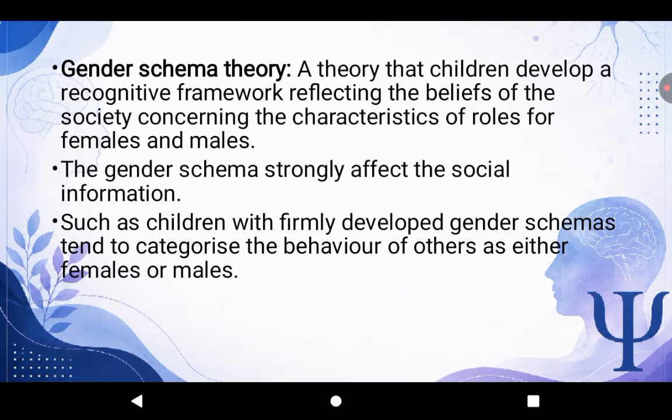So the gender scheme can affect a certain child socially. Okay, so it can affect the social information of that particular child. An example is a child with firmly developed gender schemes tends to recognize the behavior of others as either male or female. So just through the behavior of how their peers or friends are acting or behaving, this particular child has that cognitive framework. That child has that understanding that, okay, this is a female or this is a male.